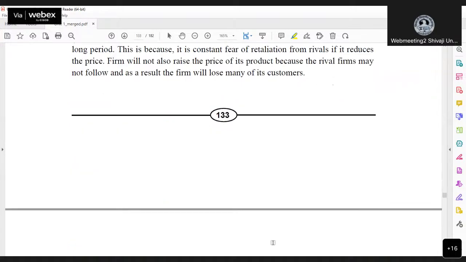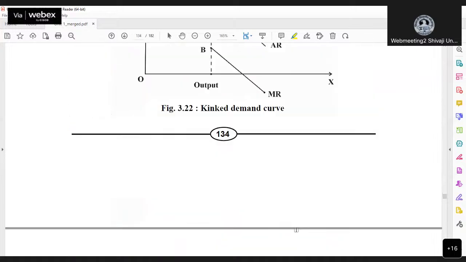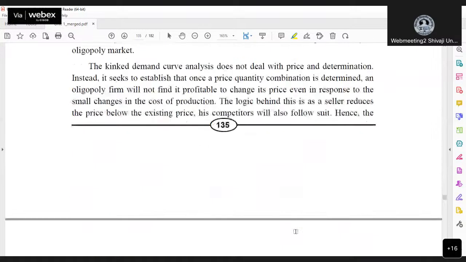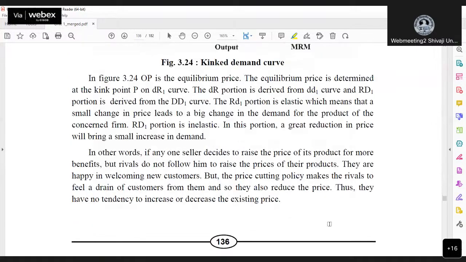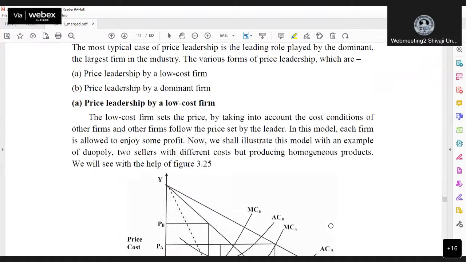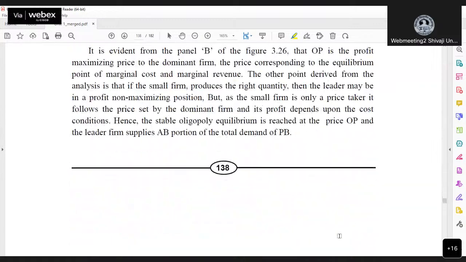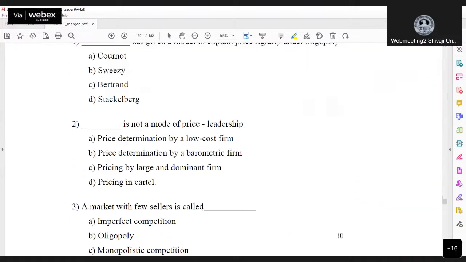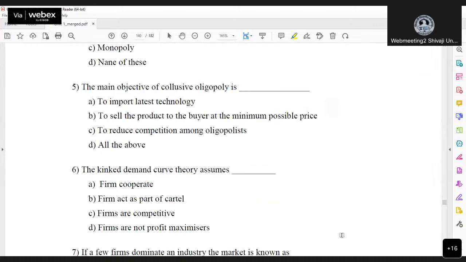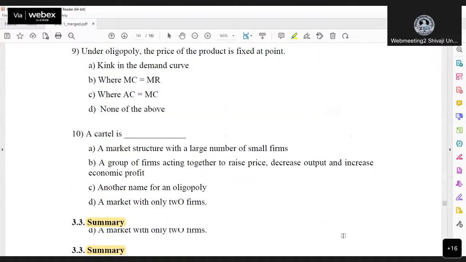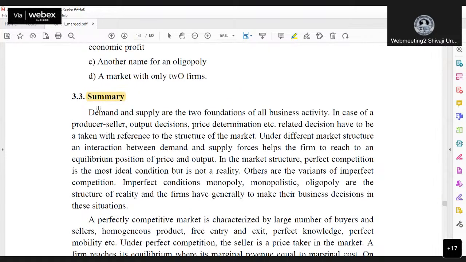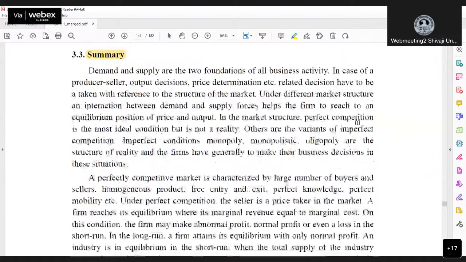Again, let's move further. These are all graphs showing different market structures. That's why the title of your unit number 3 is market structure and pricing methods. Each market structure has different pricing methods. For that purpose, the summary is very important in this case. You have to read this summary thoroughly.